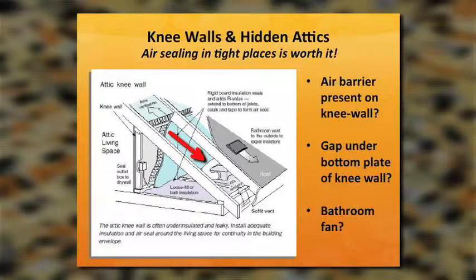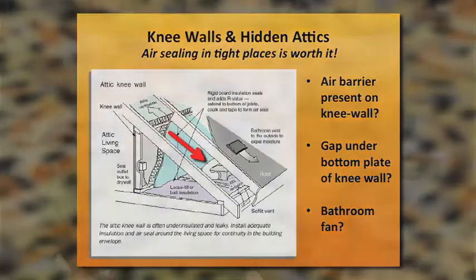And you need to also make sure that in this hidden attic area, you have adequate insulation on the floor. So a lot of times you'll go into these hidden attic areas and you'll either not have any insulation on the knee wall, or you don't have any insulation on the attic floor, or both. And consequently that allows heat to escape.